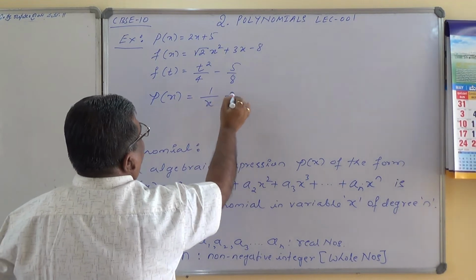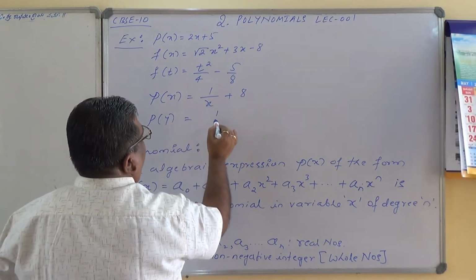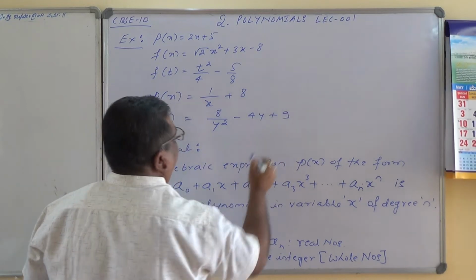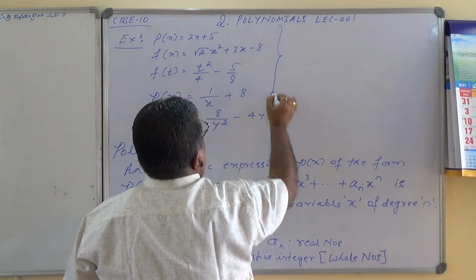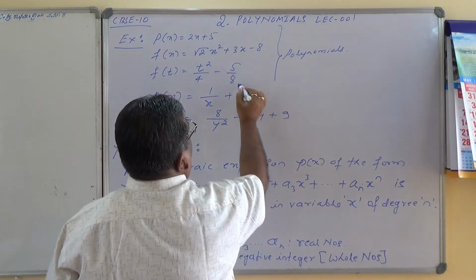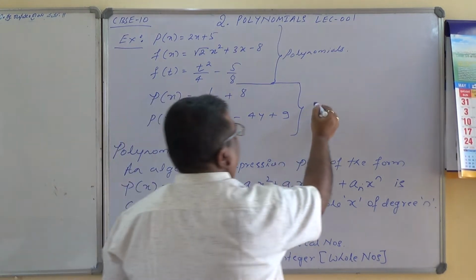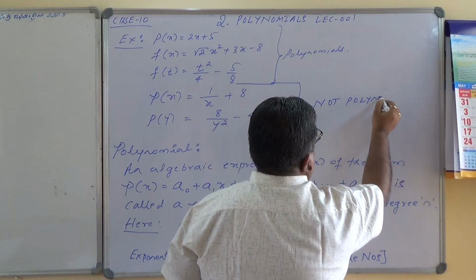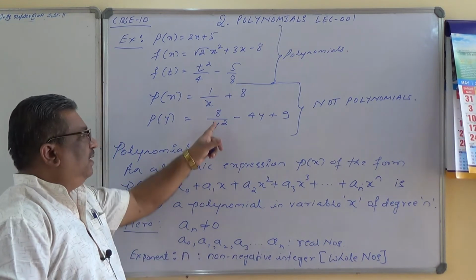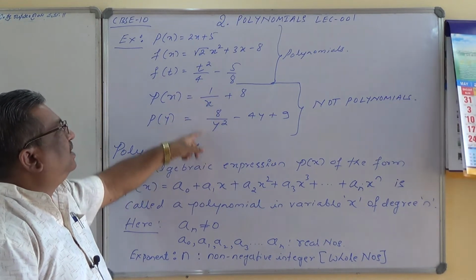P of x equals 1 by x plus 8. This is not a polynomial. Also, let me take one more example. P of y equals 8 by y square minus 4y plus 9. You understood? These are the examples of polynomials, and not this one, up to here. And these two are not polynomials. Reason: y to the power minus 2, it is a negative integer. If the exponent becomes negative, then it is not a polynomial. Here also x to the power minus 1, the exponent becomes negative, and therefore these two are not polynomials. Rest of all are polynomials.